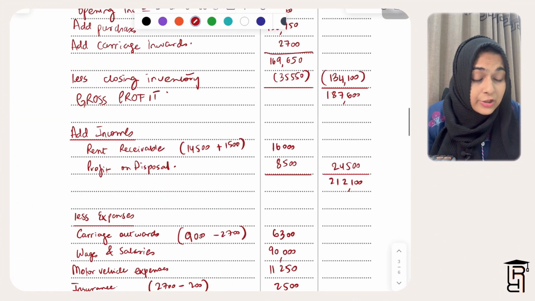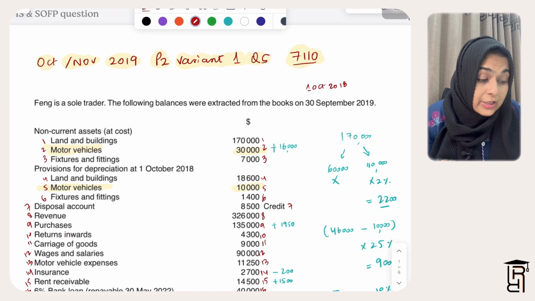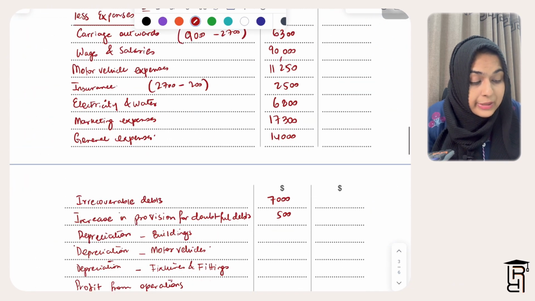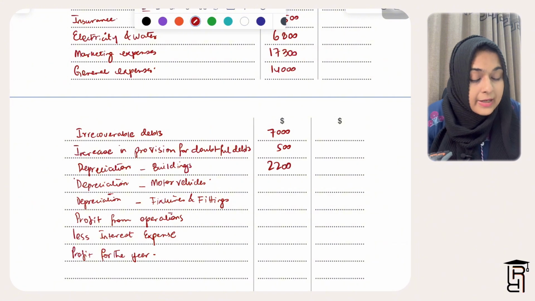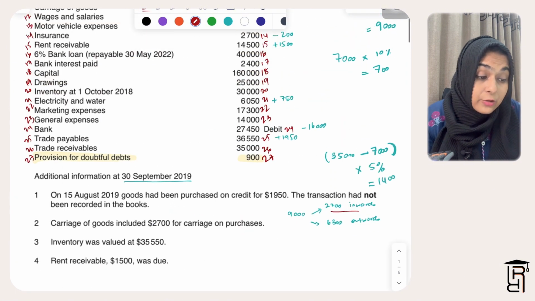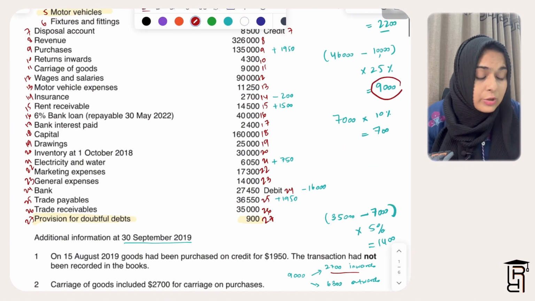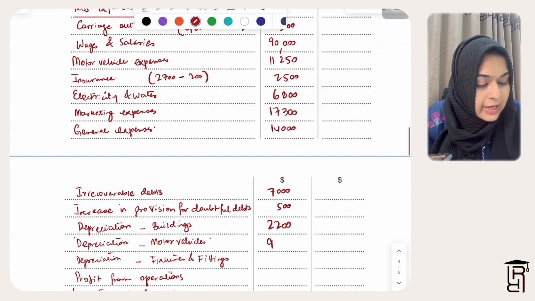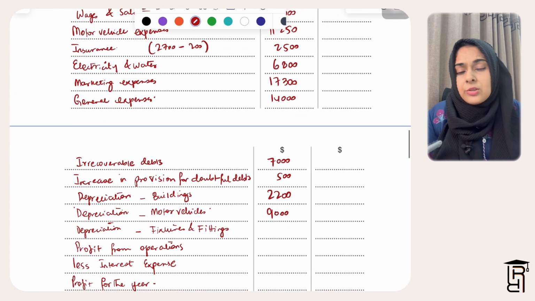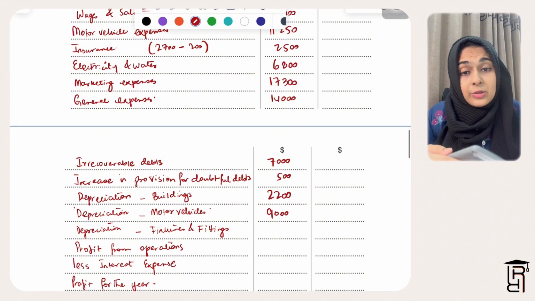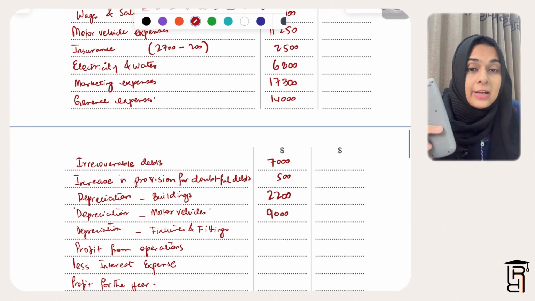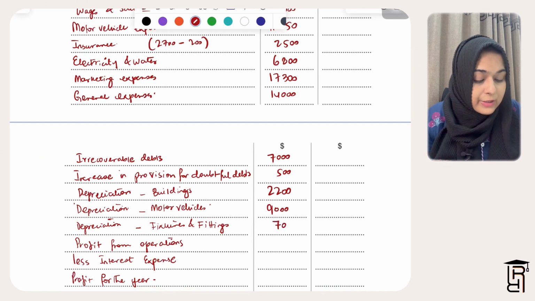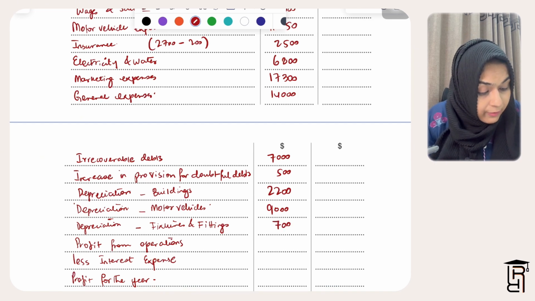Then I have depreciations. So I calculated 3 depreciations. One was for buildings, that was 2,200. So I'll directly write here 2,200. And for depreciation for motor vehicles, I calculated it was 9,000, which I'll write in my expenses section of the income statement as 9,000. And fixtures and fittings was, the cost of it was 7,000, and 10% was the depreciation, and the method here was straight line. So 700 was my depreciation for fixtures and fittings. So that's it for all the expenses.